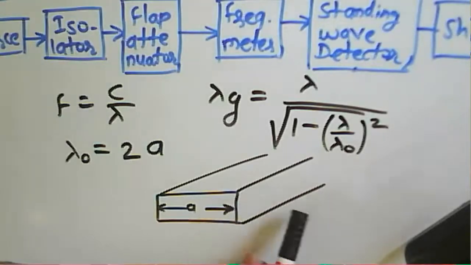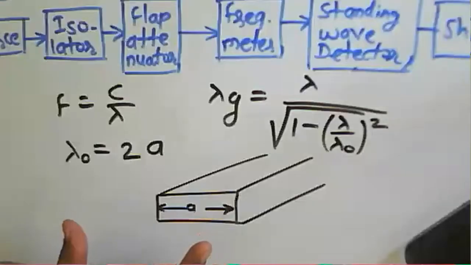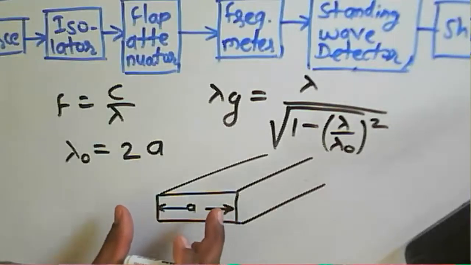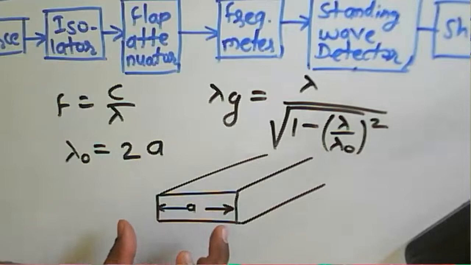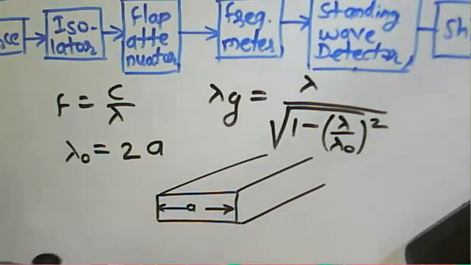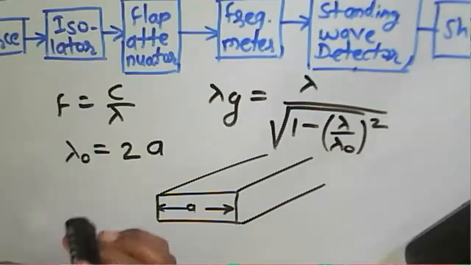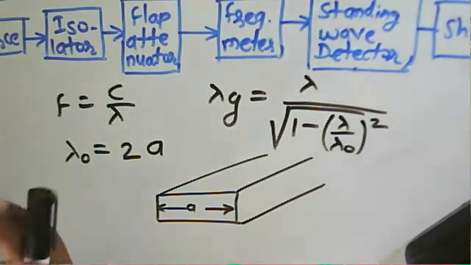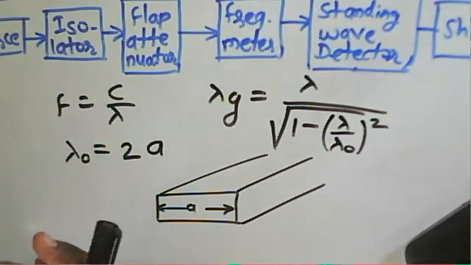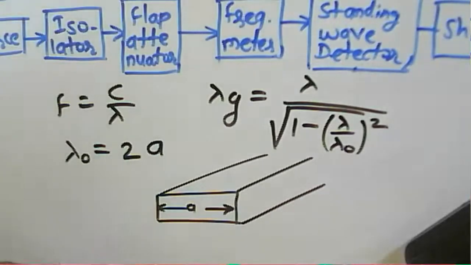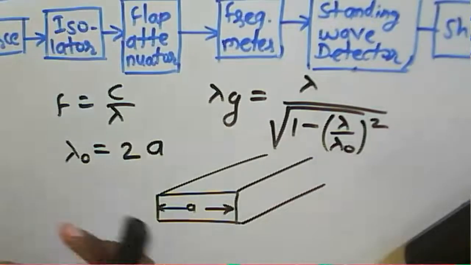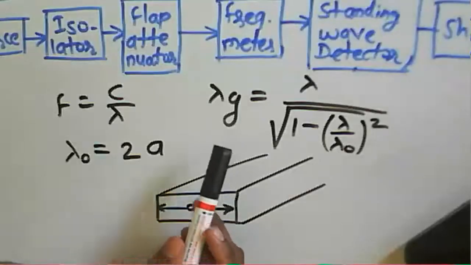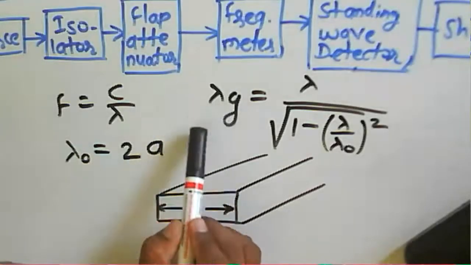Okay, so how much is the cutoff wavelength? We just measure that. What is the dimension there? You can measure the dimension. We already know that a standard waveguide is used in the microwave bench that is operating in the X band. So a is about 2.84854 centimeter. That is the inner dimension. And then here we need to find the guide wavelength.